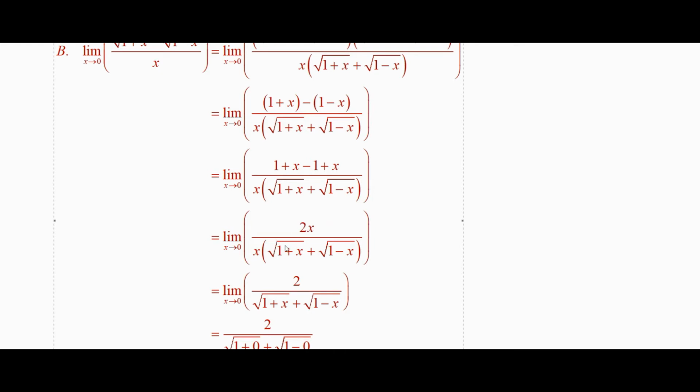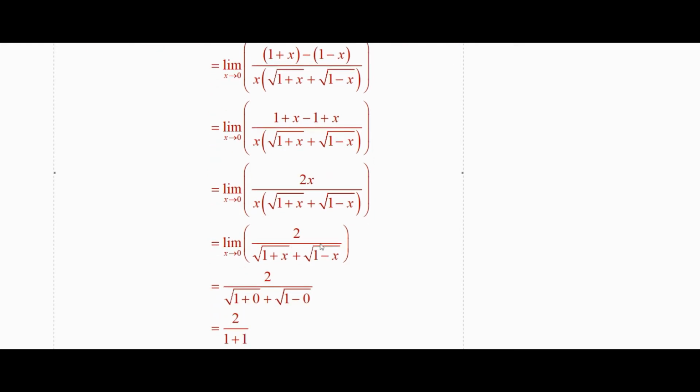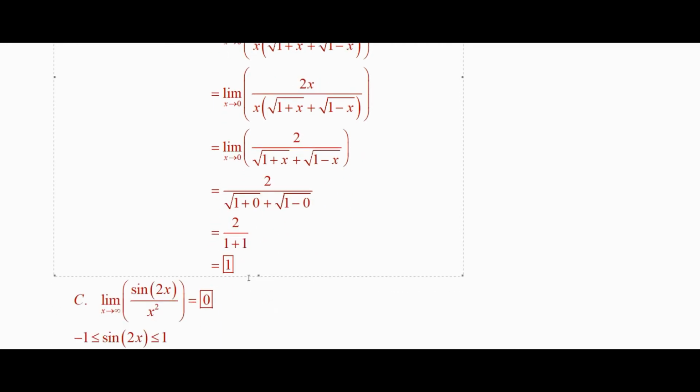They're only getting close to 0. And so we get this. Now at this point, this is a continuous function, so we can just plug in 0 for the x's. And let's see, what do we get? 1 plus 0 is 1. Square root of that is 1 here and here. 1 plus 1 is 2. 2 divided by 2 is 1. So that limit is 1.